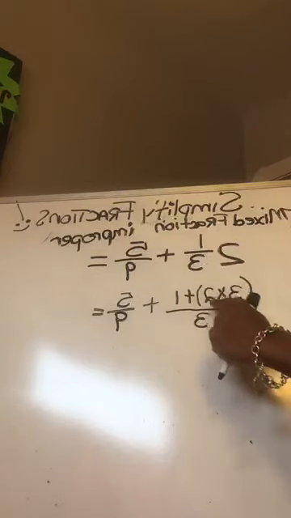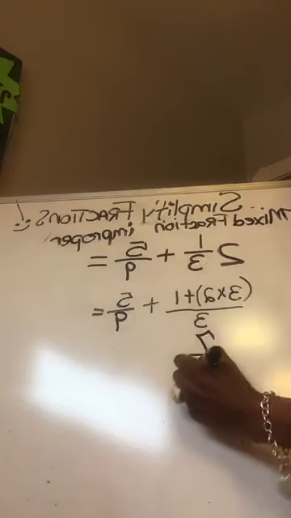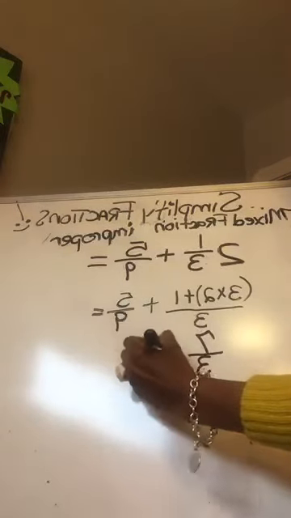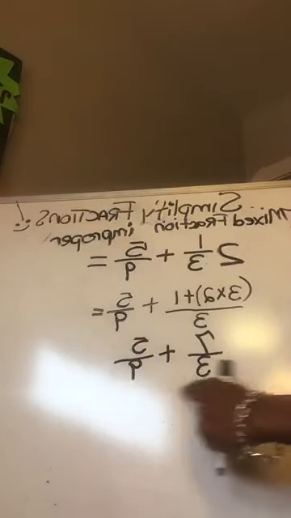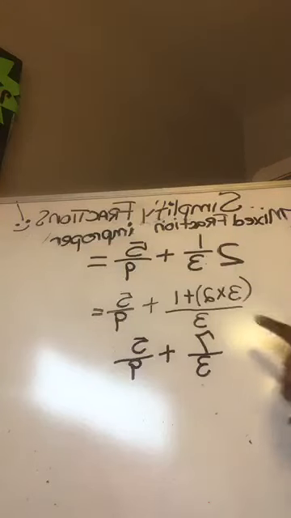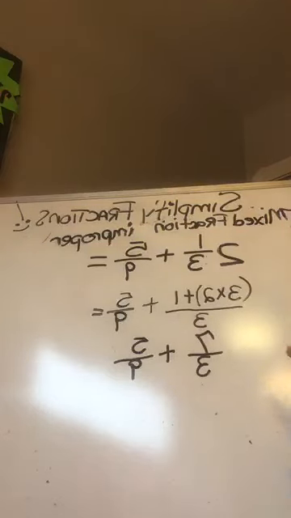Okay, so 3 times 2 is 6, plus 1 is 7, divided by 3, plus 5 divided by 9. So now we have 2 improper fractions. But the problem is we cannot add unlike fractions. The denominators for the fractions must be the same. So how do we do that?